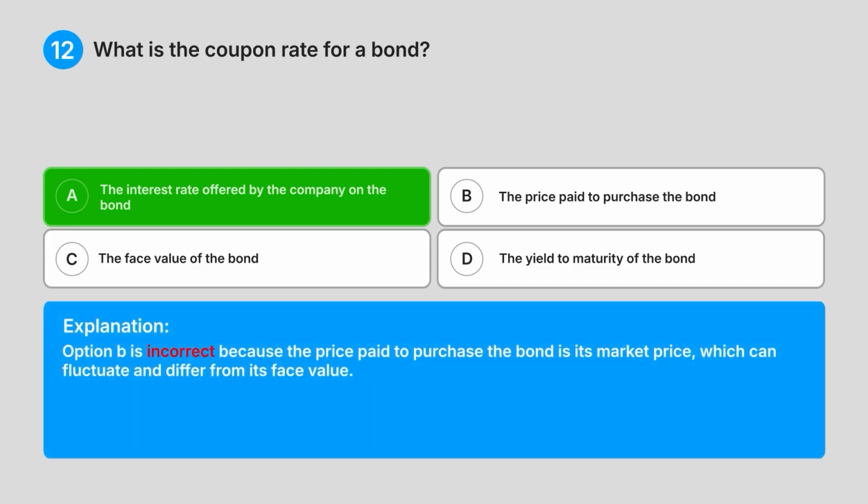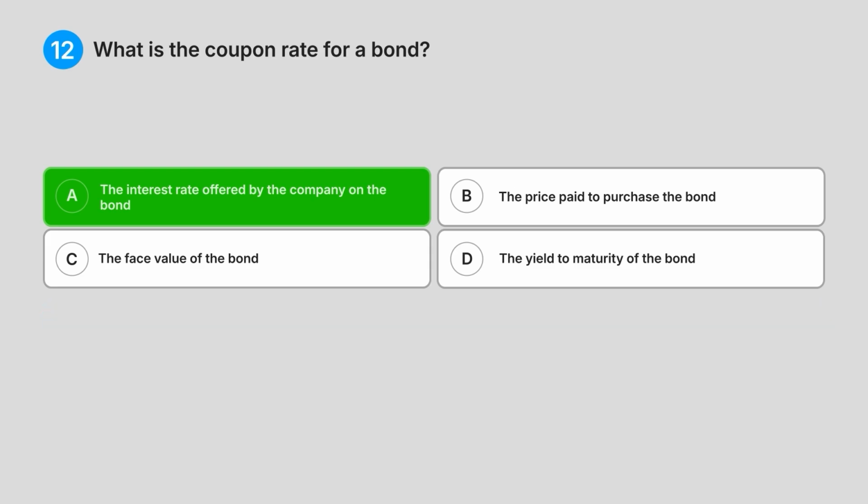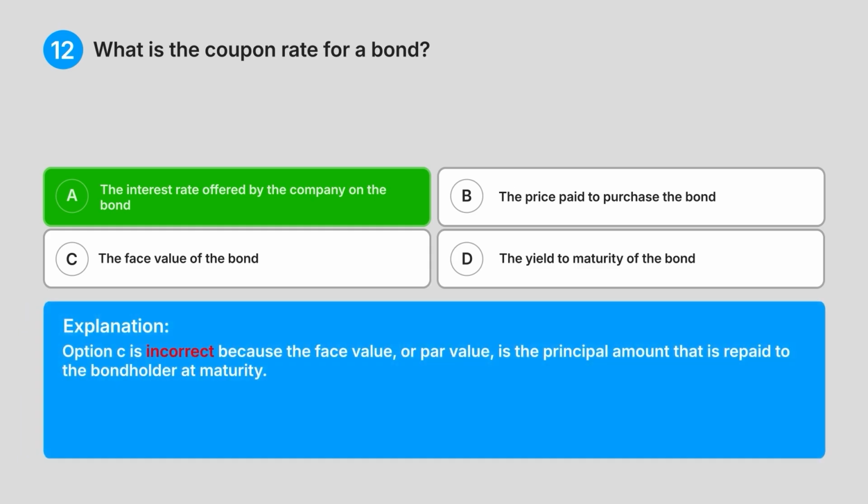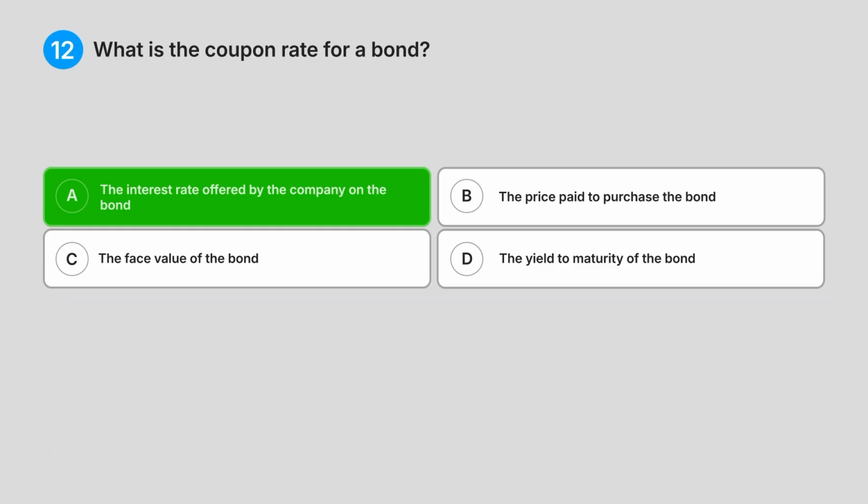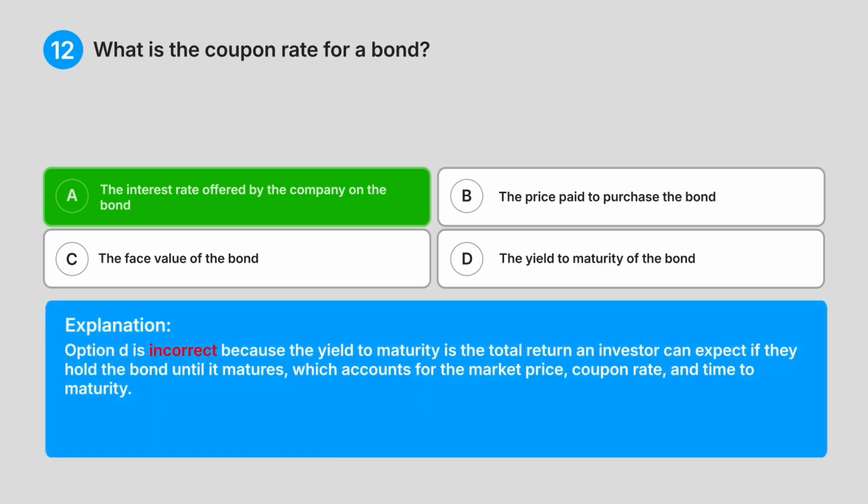Option B is incorrect because the price paid to purchase the bond is its market price, which can fluctuate and differ from its face value. Option C is incorrect because the face value, or par value, is the principal amount that is repaid to the bondholder at maturity. Option D is incorrect because the yield to maturity is the total return an investor can expect if they hold the bond until it matures, which accounts for the market price, coupon rate, and time to maturity.